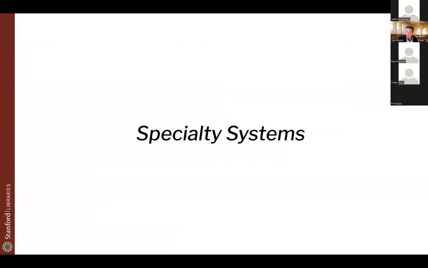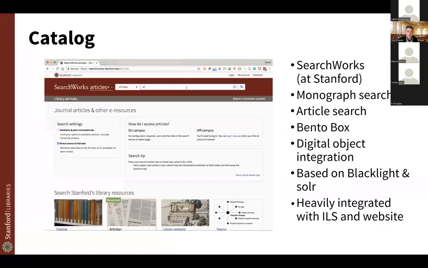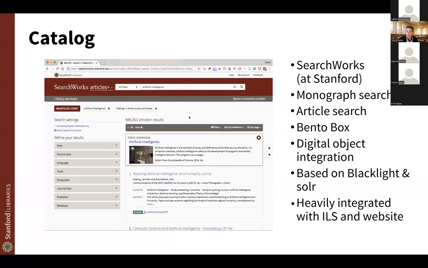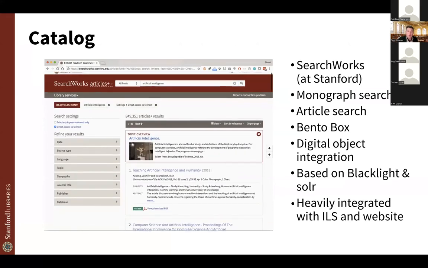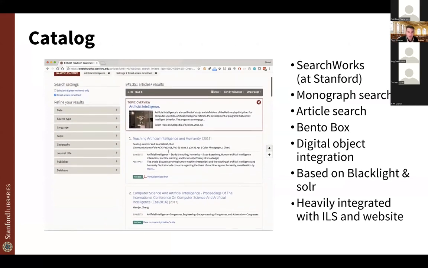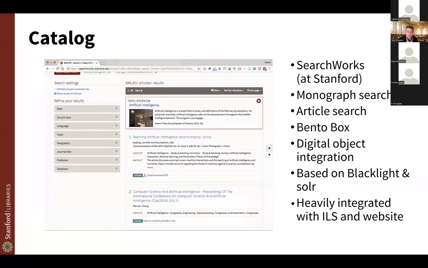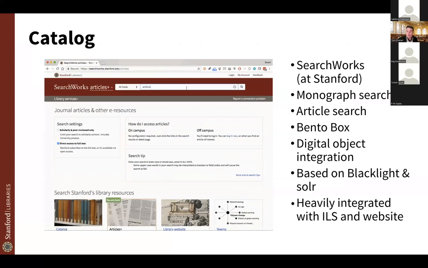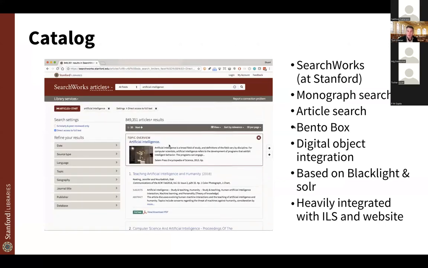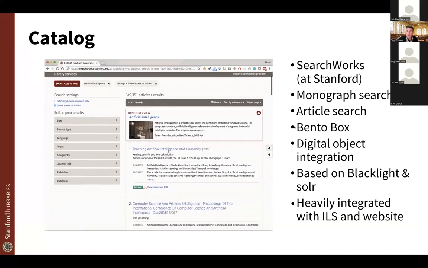Now, I've mentioned the core systems, and I want to give some illustration of some of the specialty systems. Discovery is absolutely essential to any environment. So at Stanford, if you go to searchworks.stanford.edu, this is our general purpose catalog. And you can see a typical faceted browser and faceted search interface. And you can search all of our books, all of our electronic holdings, and you can drill down specifically into articles, where we have a separate feed from EBSCO Discovery Service with their large-scale article index.